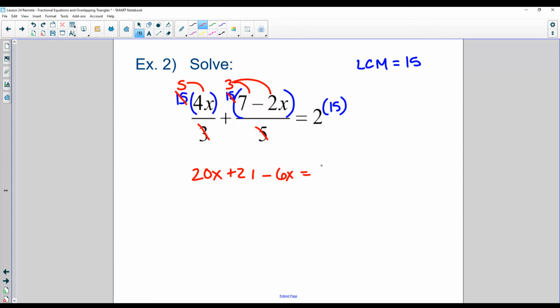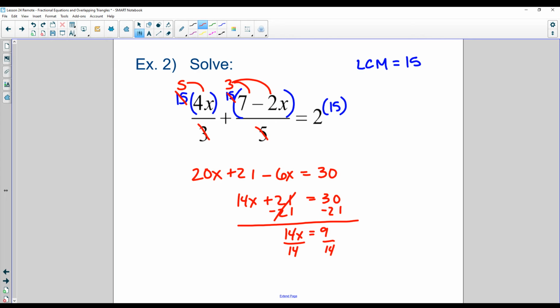Okay, and over here on the right, we didn't have a denominator, so nothing cancels. It's just 2 times the LCM 15 for 30. All right, guys, we have to gather our like terms on the left before we start moving things to the other side. So that's going to be 14x plus 21 equals 30. And let's isolate our x term now by subtracting the constant. So add the opposite, leaving us with 14x on the left equals 9 on the right. Last step here, divide by the coefficient of x. And we have x equals 9/14.